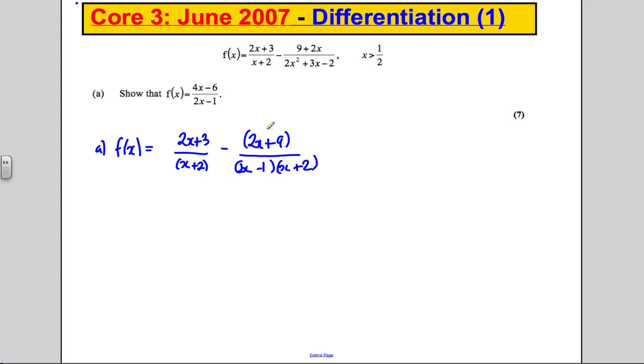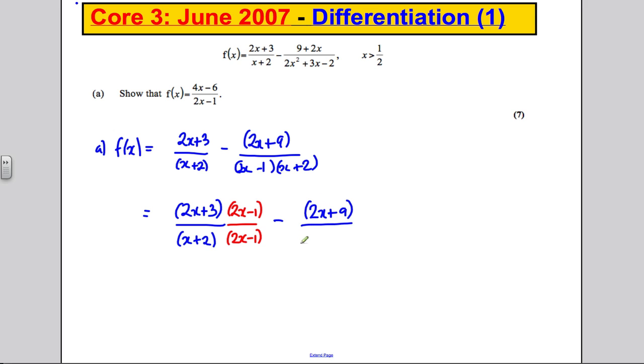Okay, in order to subtract fractions, they have to have the same denominator. So this one's got an x plus 2 and this one has, but this one needs a 2x minus 1. So I would have 2x plus 3 over x plus 2. I would have multiplied the top and bottom here by 2x subtract 1. And I would have subtract 2x plus 9 over 2x. Well, I'll just write it in the same order here so it's obvious that the denominators are the same. x plus 2, 2x subtract 1. Okay, now they've got the same denominators, I can subtract them.